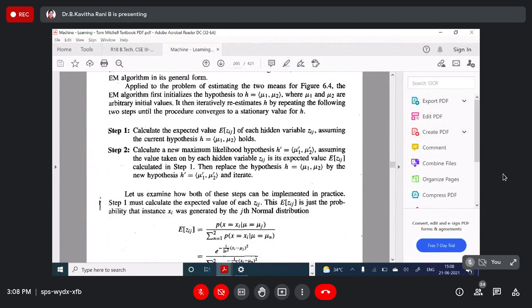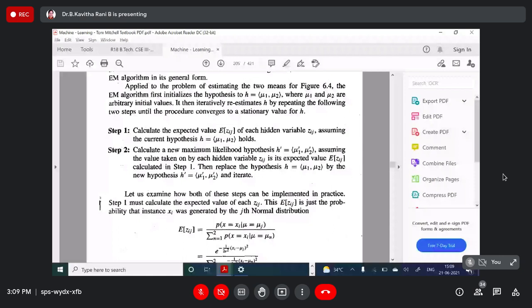Estimation, what is it? It estimates the expectation on some random data. Whatever data is there, it will estimate how the data is clustered. How do we cluster the data, how do we classify it, that it will estimate.